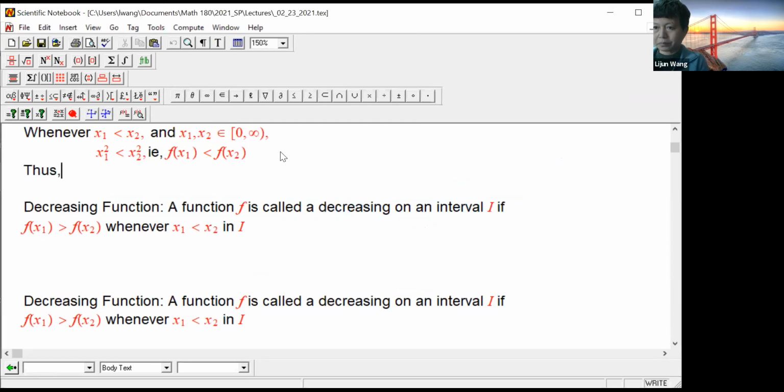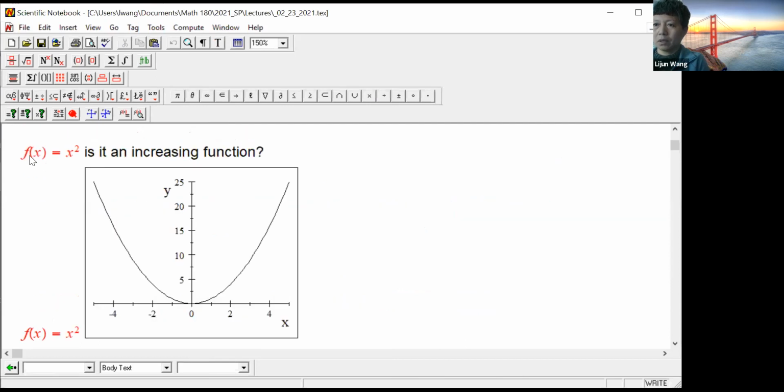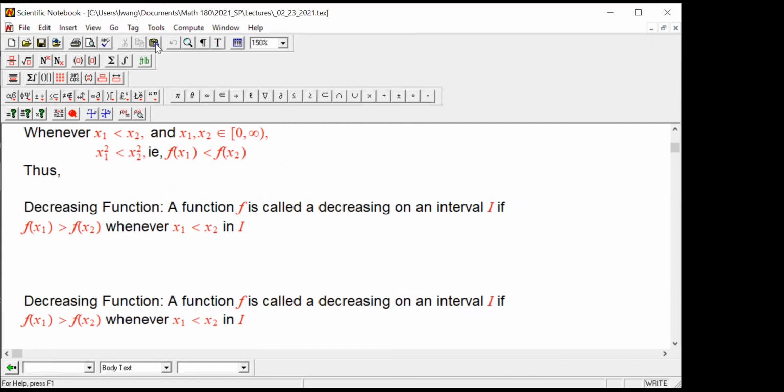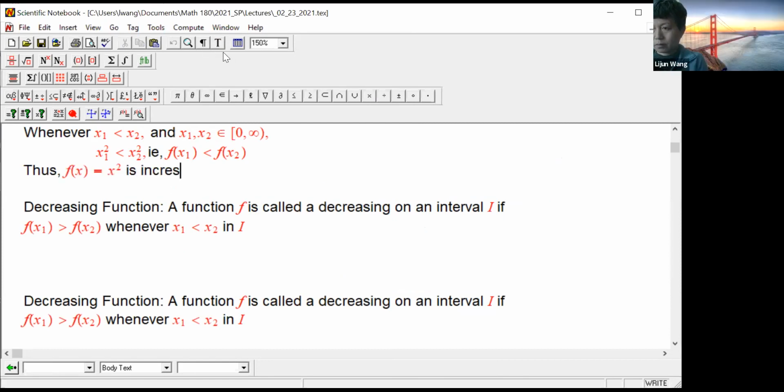Thus, f of x equals x squared is increasing. Where? On this interval. Okay.